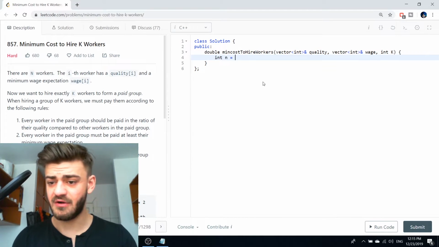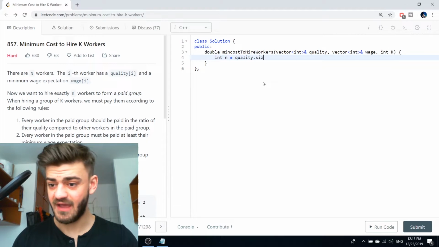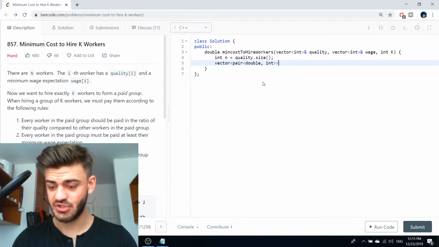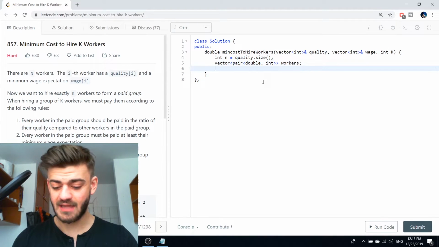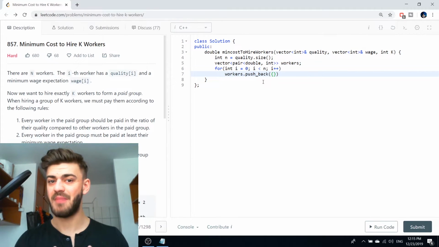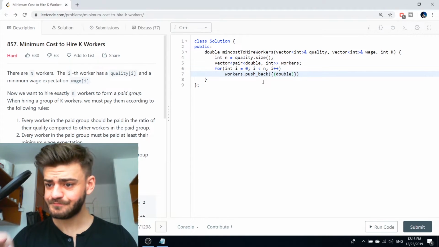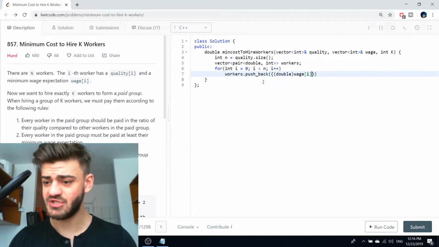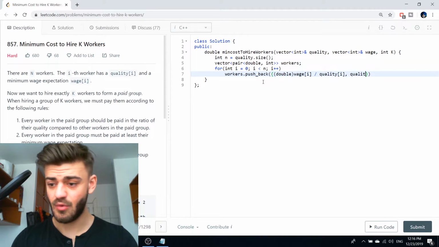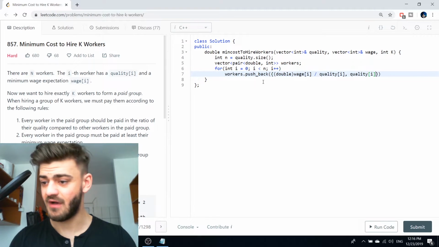So first of all, let's take the number of workers, which is the size of these vectors. So n equals quality.size. Then I will define another vector of pairs of double and integers, which is going to be called workers. And for each worker, starting from position 0 all the way to position n, i++, in this new vector workers, I am going to add a new element, which is a pair of double and integer. And this x, as we said, is the minimum wage expectation divided by the quality of this worker. And the second one is just going to be the quality, right? So quality of i. Perfect.